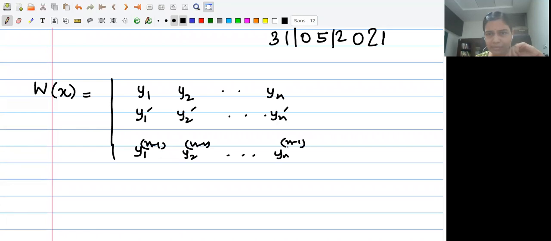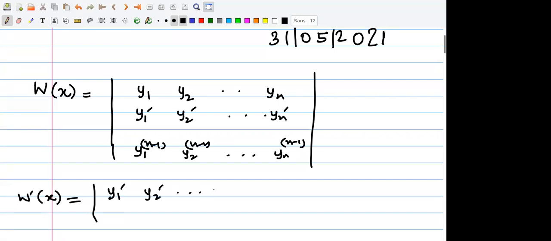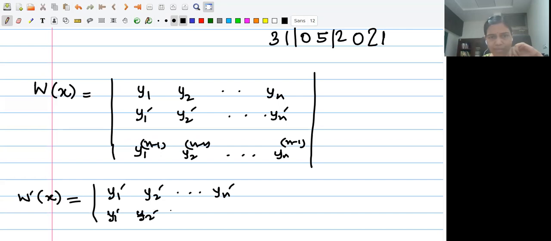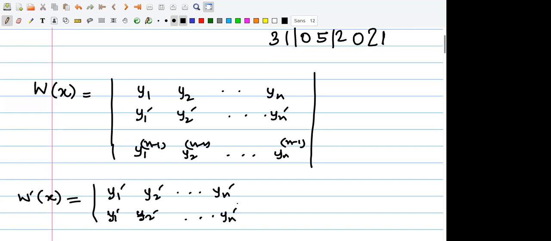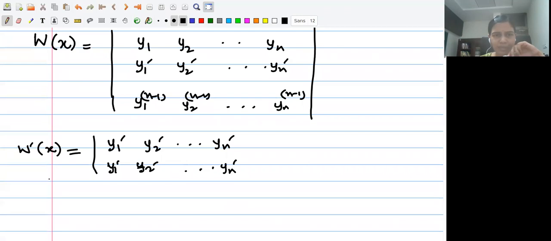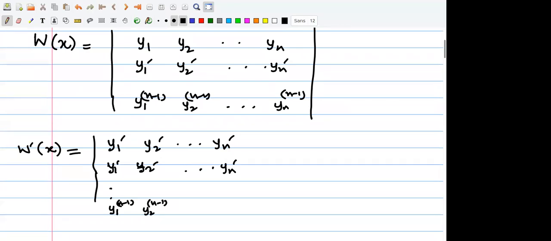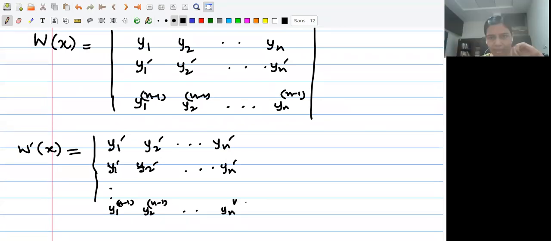Is that correct? Yes. So when I differentiate it, as you said, you are going to get n determinants. What is the first one going to be? The first one is going to be y1 prime, y2 prime, yn prime. And all other terms remain as they are. Correct? Is that okay? This is the first determinant. Y2 n minus 1, yn n minus 1, right?